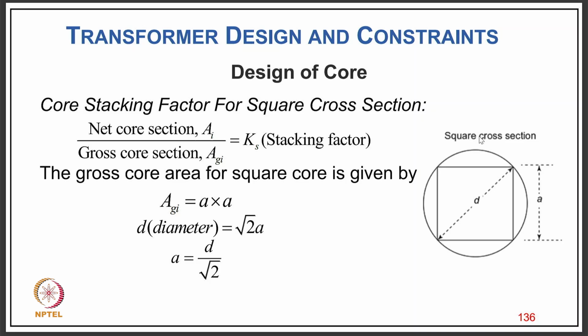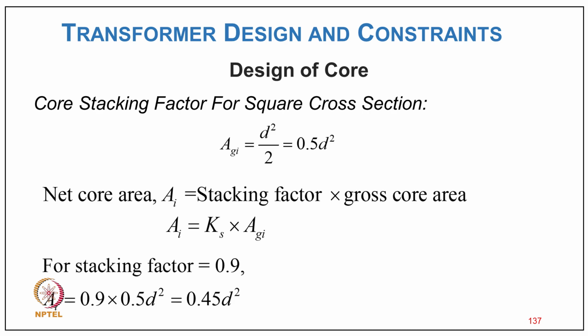So now the core stacking factor for a square section is net core section divided by core gross section, KS factor. The gross area for a square core is AGI equal to A into A, where A is the height of the core, and D the diameter is root 2 A. So A is D upon root 2, and you can call it what will be the core stacking factor for the square section: AGI equal to D square by 2, or 0.5 into D square. So the net core area is stacking factor times gross area, so AI becomes KS into AGI, and with the stacking factor 0.9, AI becomes 0.9 into 0.5 D square, so it becomes 0.45 D square.